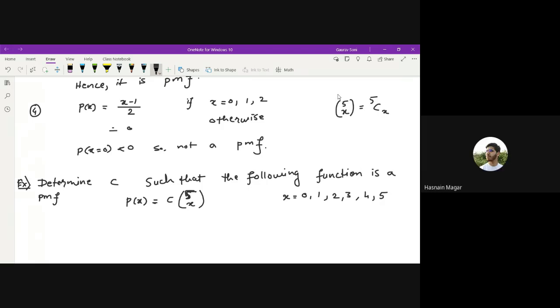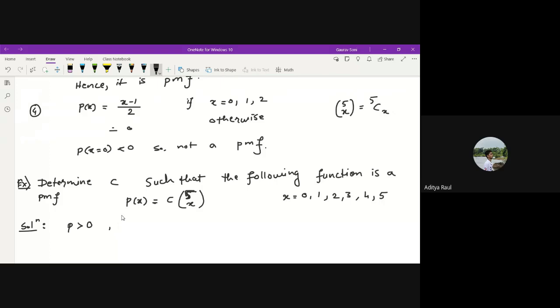Why is it not? Sir, because 5C1 is 5, 5C2 is 10, 5C3 is 10, 5C4 is 5, and 5C5 is 1. Still you will get some answer for the value of c. So for 0 and 5 we'll get 1. No, not like that. Sir, p_i will of course be greater than 0. 5C1 into C plus 5C2 into C, summation up to 5, equal to 1? Yes, exactly. But what is the value of C then?